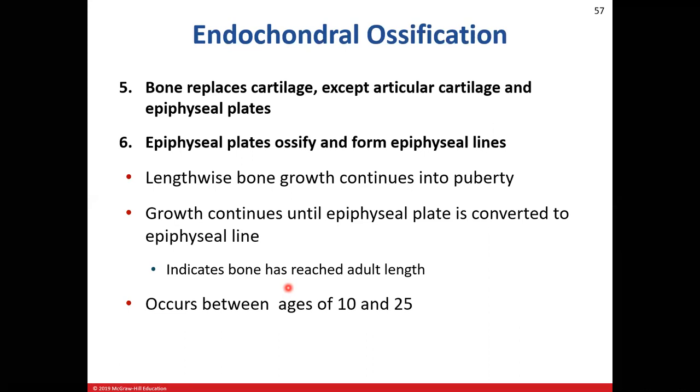So lengthwise bone growth actually continues all the way into puberty, where essentially you get to a point where you've reached your adult height. Growth will continue until those epiphyseal plates are closed and then converted to what we call these epiphyseal lines. And this indicates the bone has reached its adult length when those epiphyseal plates close. This oftentimes occurs at a wide range of ages. Sometimes it's age 10. Oftentimes this is with some sort of genetic deformity or some sort of genetic disorder, or all the way up to age 25.